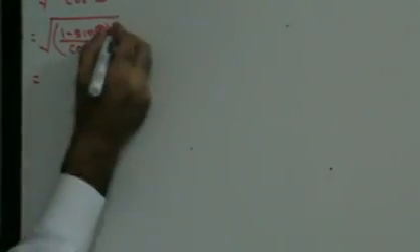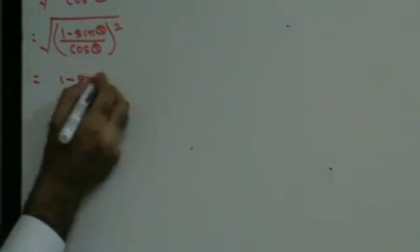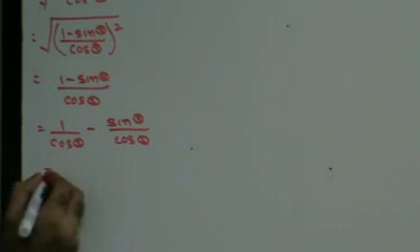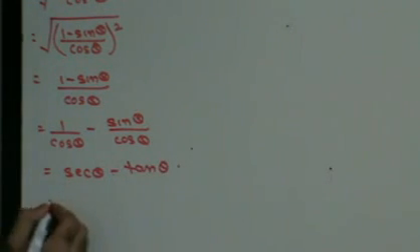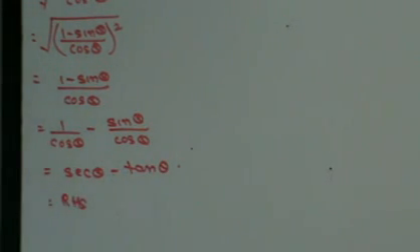This can be written as square root of 1 minus sine theta upon cos theta the whole square. Square and root get cancelled, so this will be 1 minus sine theta upon cos theta. This is going to be 1 upon cos theta minus sine theta upon cos theta. 1 upon cos theta is sec theta, sine upon cos is tan theta, and that's what you have to prove. Right?